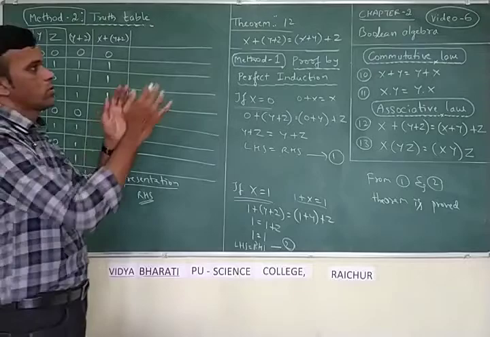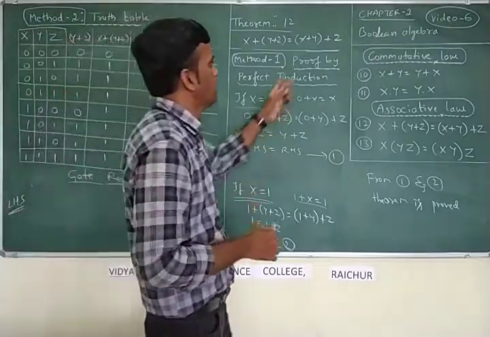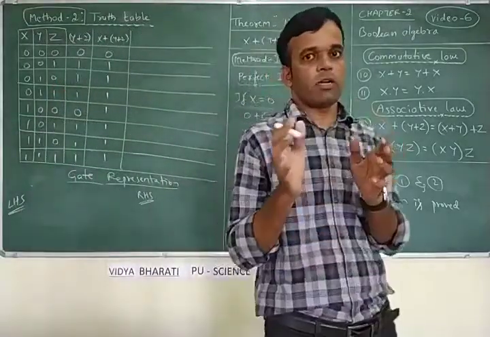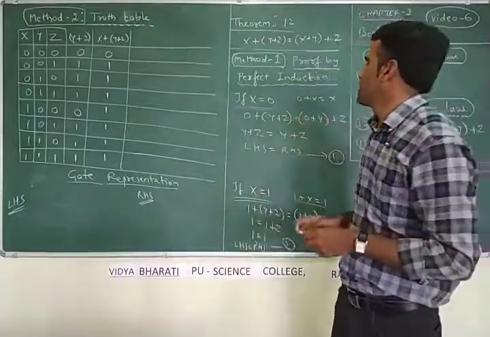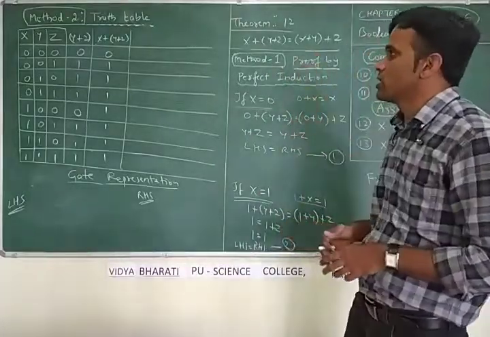Now we will shift to the RHS part of the expression. Here again we consider the part of the expression within the bracket. So x plus y we consider first.